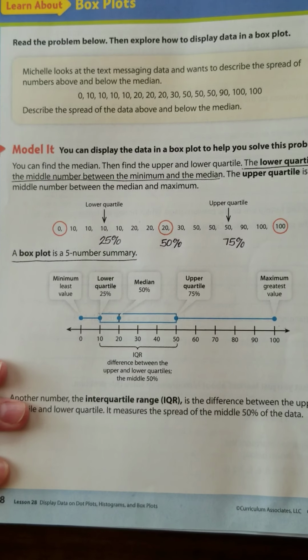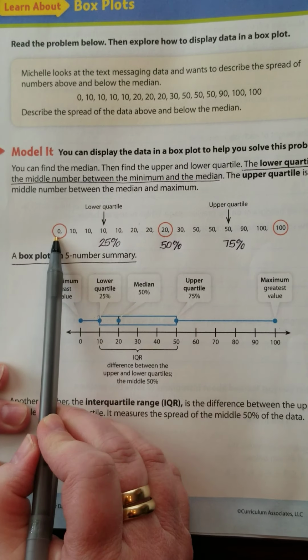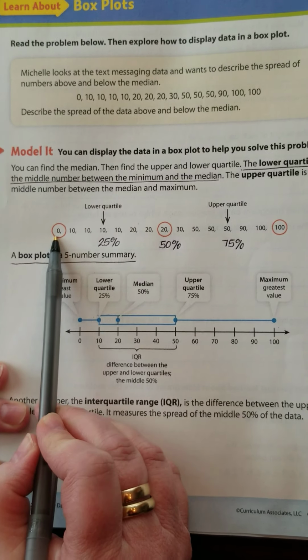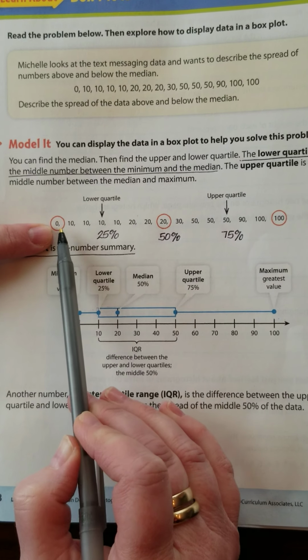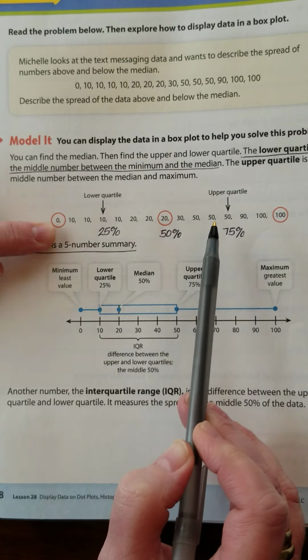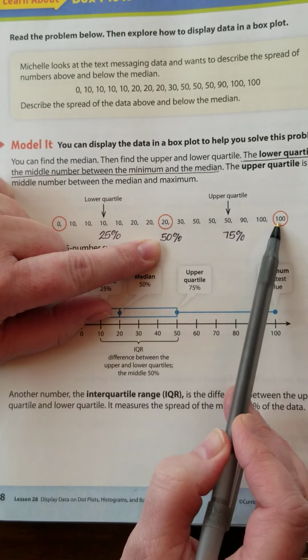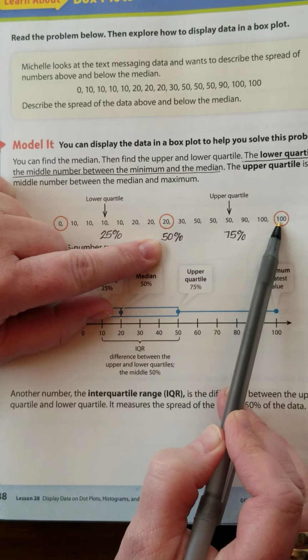So the 5 numbers that represent a box plot are going to be your minimum and your maximum and your median. Those 3 we've already talked about. We know those. That's nothing new. The only thing new we're adding is the middle number between the minimum and the median, which is your lower quartile, and your middle number between the median and the maximum, which is your upper quartile.